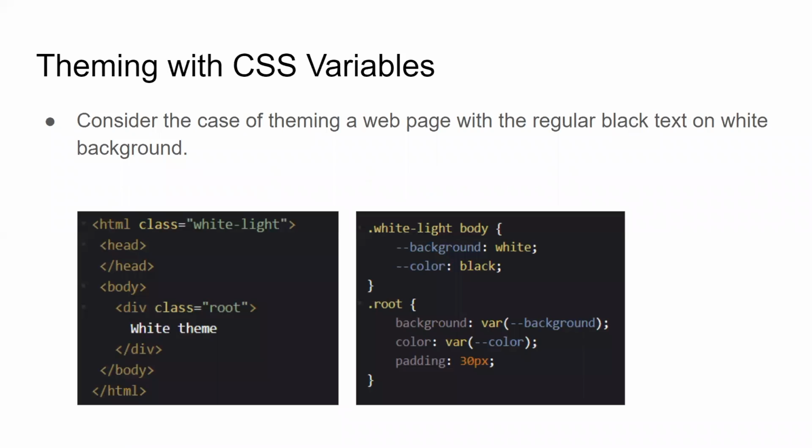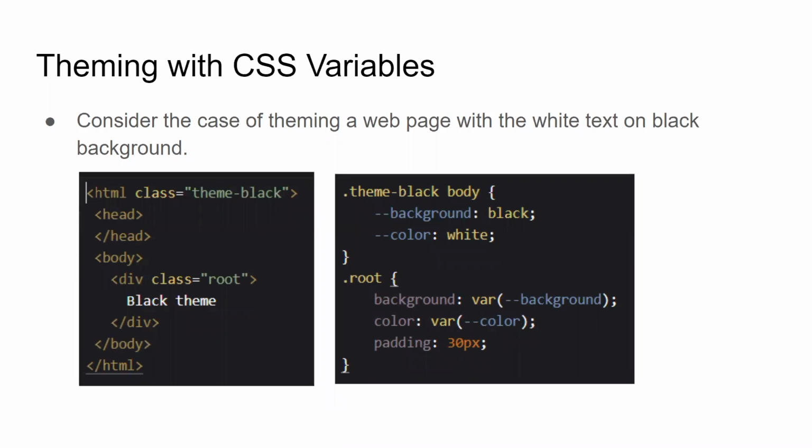Now I would like to show you how it is used with an example. This is a typical scenario where we have a theme applied on top of the highest level tag, and as you can see, we have a class applied to the HTML tag over here, the white light, and we have the class definition on the right side. Within this class definition, for the body tag we define two variables, the background and the color, with corresponding values, and these variables are used within the root class to assign values to the background and color properties. So how does this theming work? Well, let me show you another scenario with similar code.